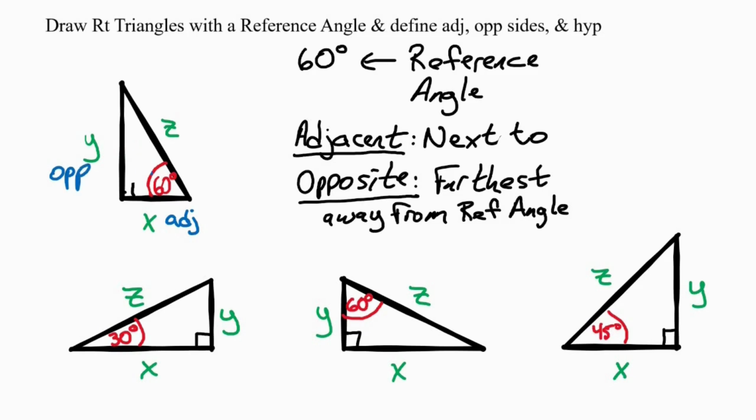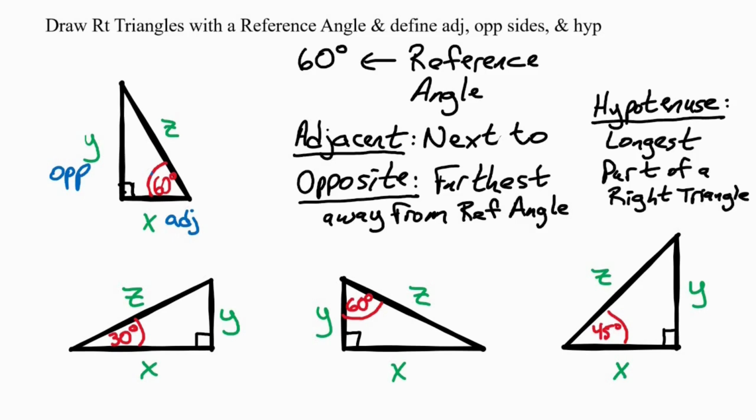And then the longest part of this triangle, what is that called? I'll give you a little hint. It starts with an H. And that's the hypotenuse. And that's the longest part of the triangle. Let's really specify the idea that it's the longest part of the right triangle. Okay, so this is our hypotenuse.